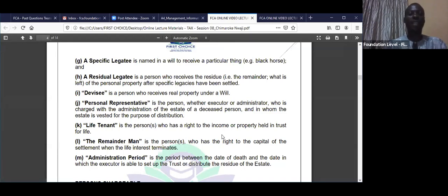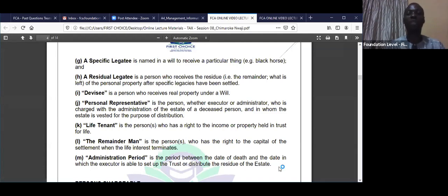Who is a life tenant? A life tenant is the person or persons who has a right to the income or property held in trust for life. So if this investment that this trust created is a life investment, the person named has the right to get income from that trust for life. The remainder man is the person who has the right to the capital of the settlement when the life interest terminates. All of these are legal jargons which you should know.